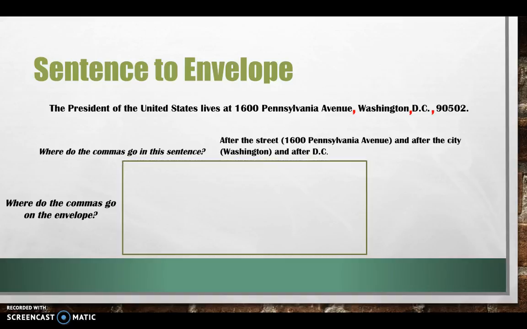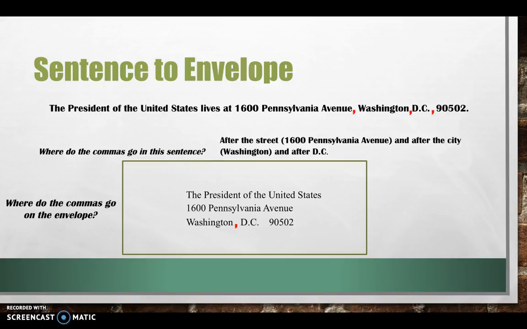So here's my envelope, and I'm going to write a letter to the President of the United States. Well, in my first line, I have to put the person I'm delivering the envelope to, and that would be the President of the United States. Then I put the house number and the address, 1600 Pennsylvania Avenue. Then on my third line, I put the city, the state, or in this case, DC, and the zip code, Washington, D.C. 90502. I need to know, where does the comma go?